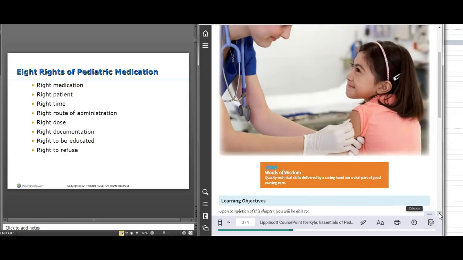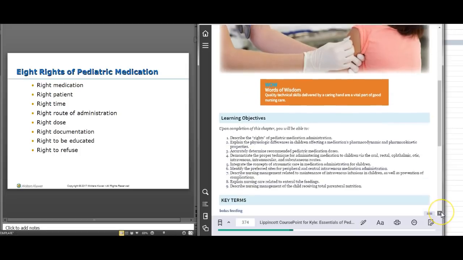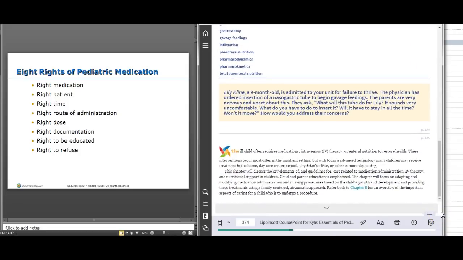And I've got my big screen back, so I think we can do the PowerPoint and the chapter at the same time here. Alright, so I'm going to try to keep up.